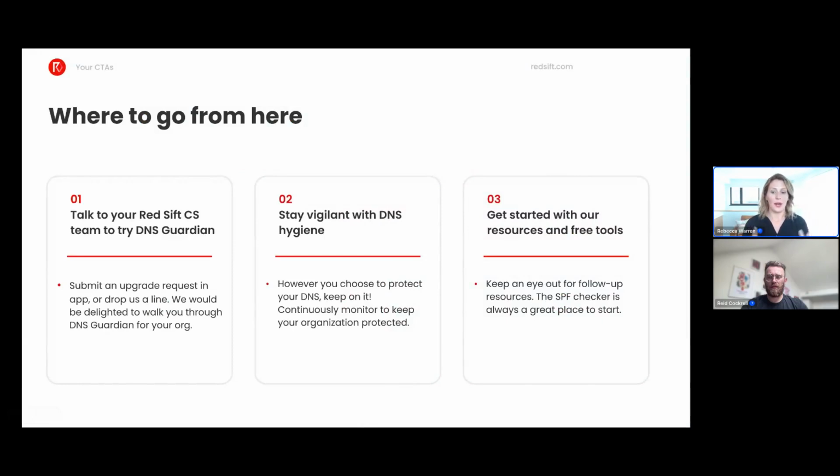But just to drive home what we've talked about so far, if you're interested in this, definitely talk to your CS team. Some of them are even here in the chat. If you have some direct questions, I'm sure they'd be happy to talk with you. Stay vigilant with DNS hygiene, however you choose to do so. Make sure that you're continuously monitoring those castles, annexes, side entrances, and secret tunnels to make sure that you're protected from bad actors finding their way into your estate and castle.